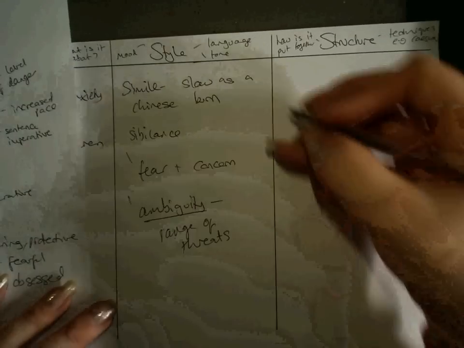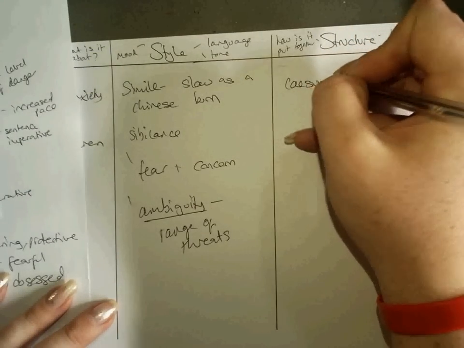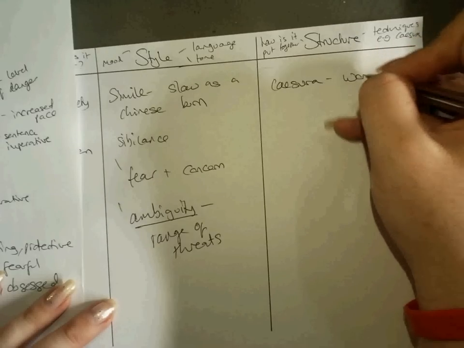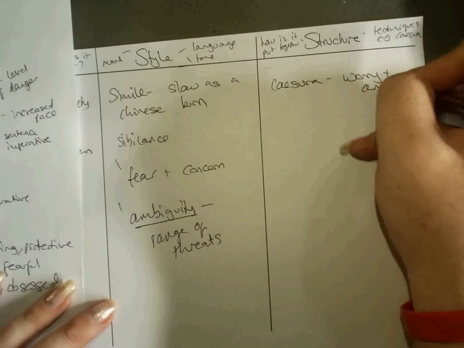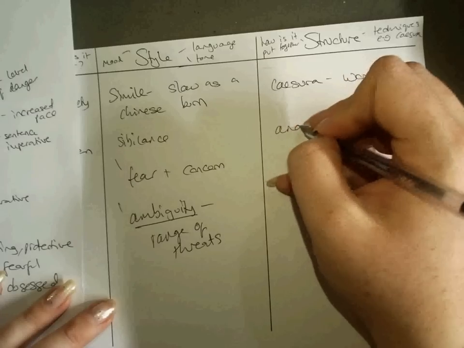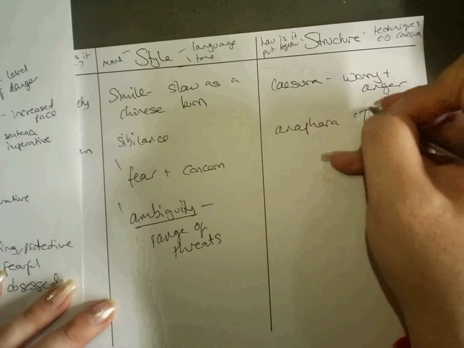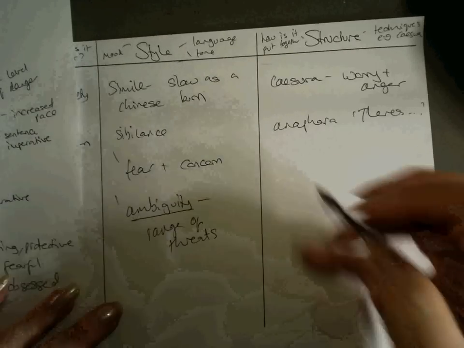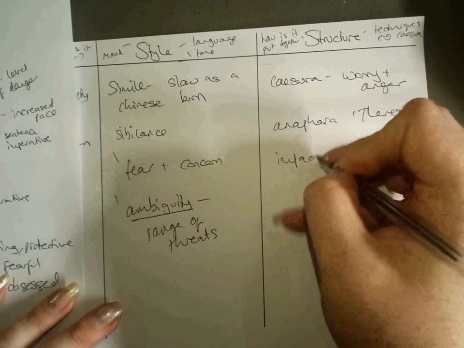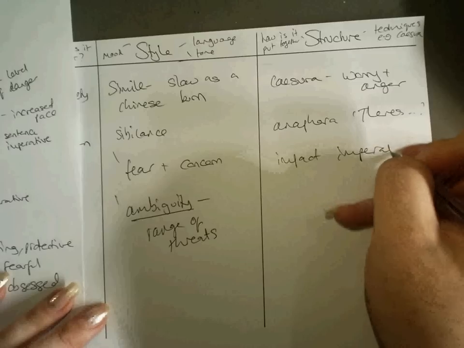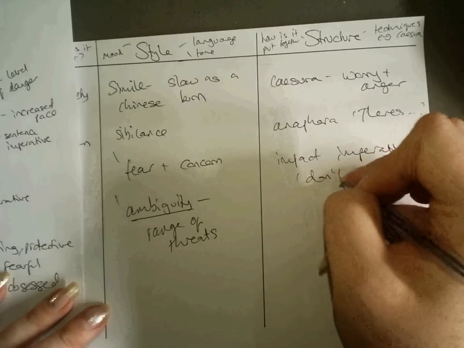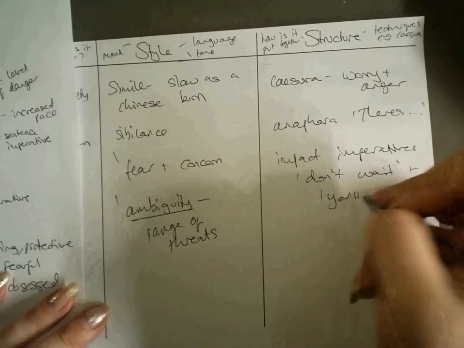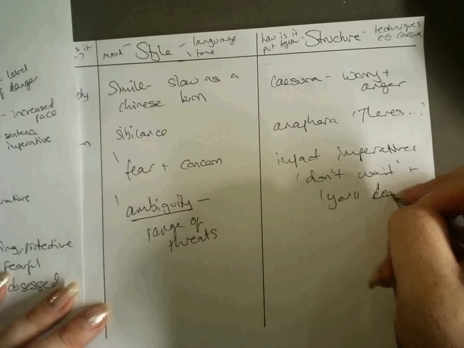And then in terms of structure, well, we've talked about already through our annotations the use of caesura to convey that worry and maybe anger at the start of the poem. We've talked about the use of anaphora. So as the mum lists all the dangers, you've got these kind of impact imperatives such as don't wait, and you'll learn. You learn is actually a declarative.